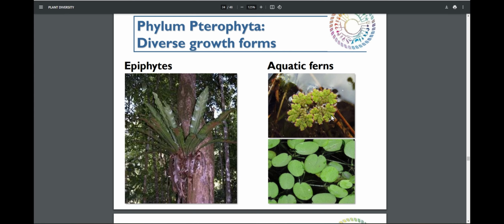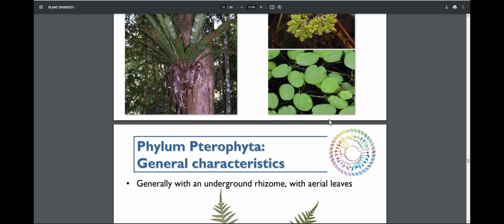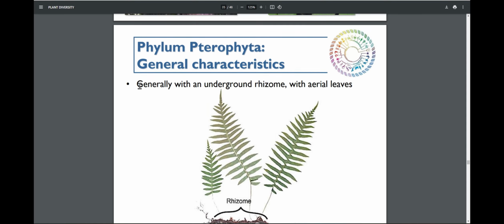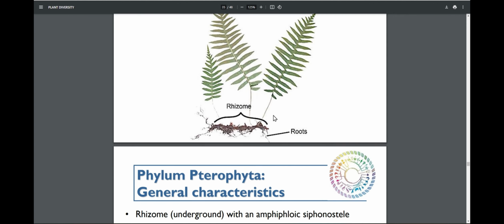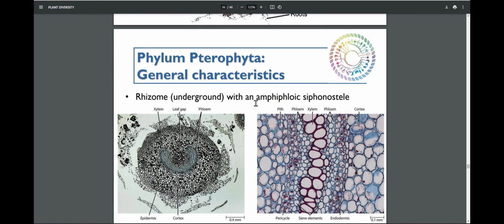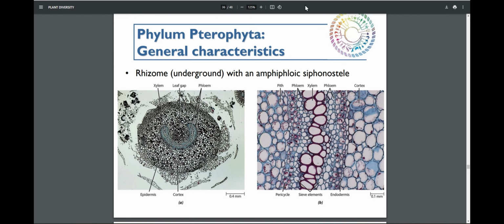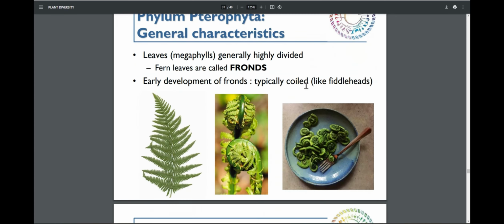There are also aquatic ferns. Not much here. Okay, so ferns generally have underground rhizomes. So this little part here has aerial leaves, so the leaves are touching the air. The rhizome has amphiphloic siphonostele, which means the xylem is wrapped around by the phloem, while in this one both the xylem and the phloem wrap around or surround the core. Okay. All right.